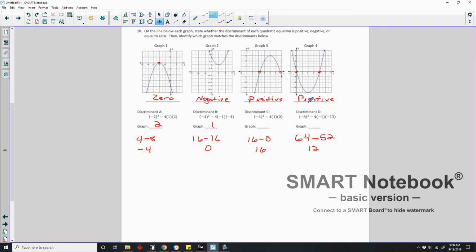So now we have to remember that when a parabola opens up like so, A is positive. When a parabola opens down, we have a negative A. Well, the discriminant is b squared minus 4ac. So this negative will be the down one, and this positive will be the up one. So this is negative, so that's down, graph 3. This one is positive, that's graph 4. Okay? And that's how you determine if it's opening up or down.